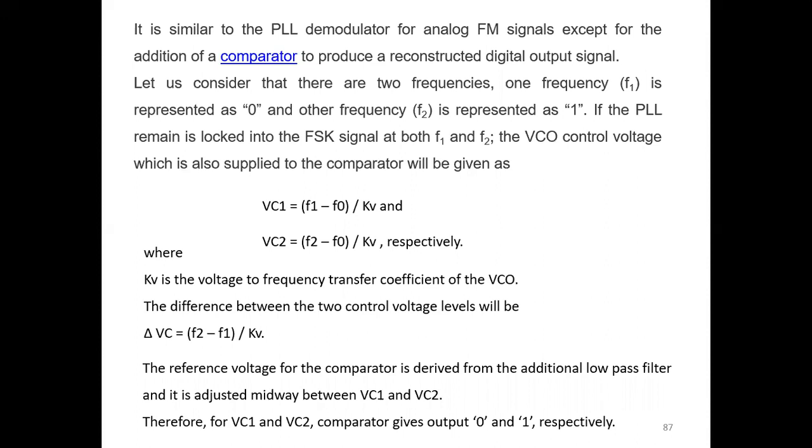Here the VC1 value is equal to F1 minus F0 divided by kV, and the VC2 value is F2 minus F0 divided by kV. kV is the voltage to frequency transfer coefficient of the VCO. The reference voltage for the comparators is derived from the additional low pass filter, and it is adjusted midway between VC1 and VC2. Therefore, the VC1 and VC2 comparators give outputs 0 and 1 respectively.